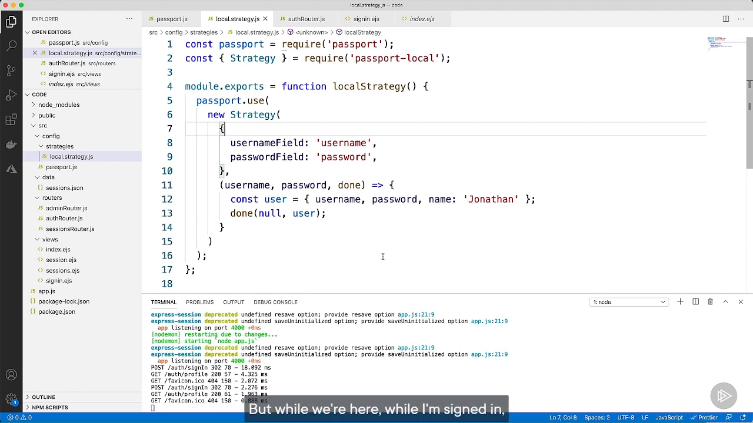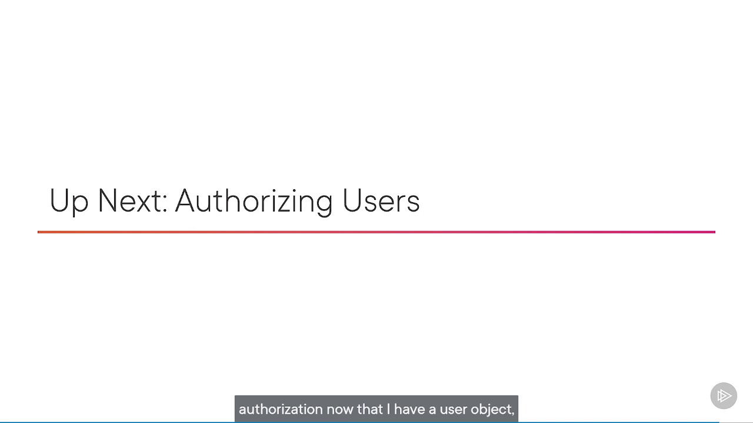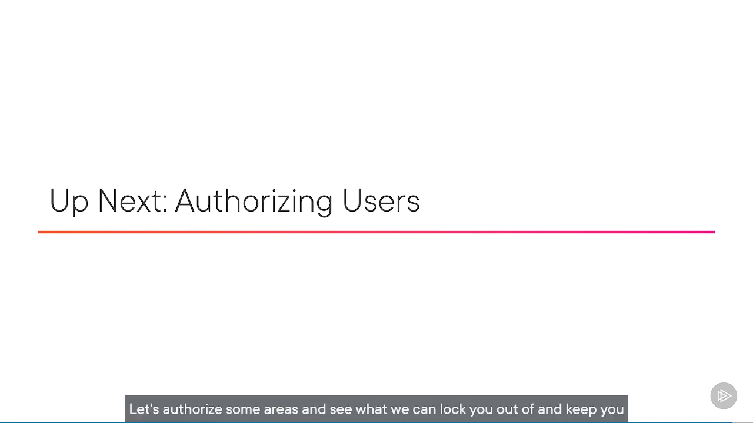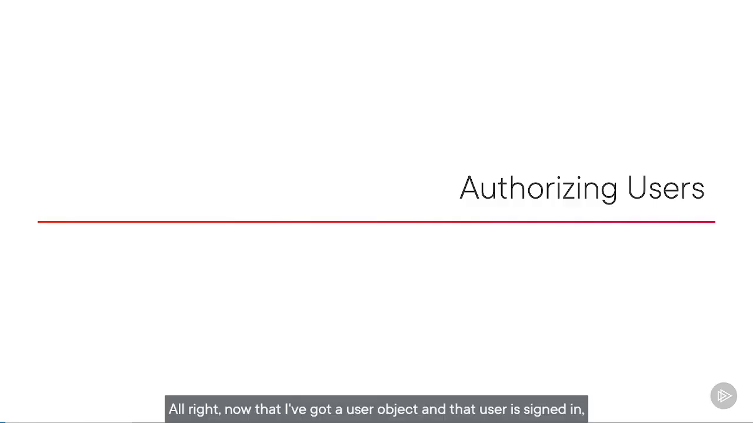But while we're here, while I'm signed in, let's go ahead real quick and look at user authorization now that I have a user object, right? Let's authorize some areas and see what we can lock you out of and keep you in before we actually do the user validation. All right, now that I've got a user object and that user is signed in, let's lock down the sessions route and see how that works.